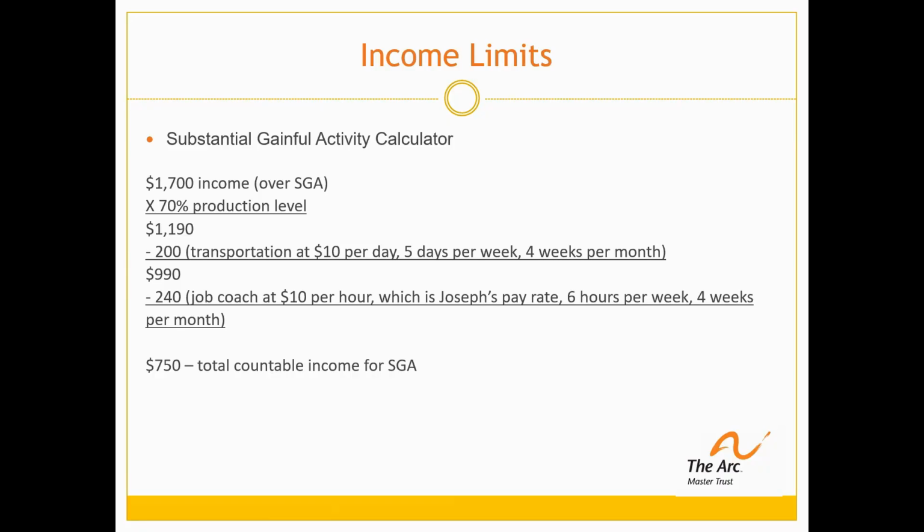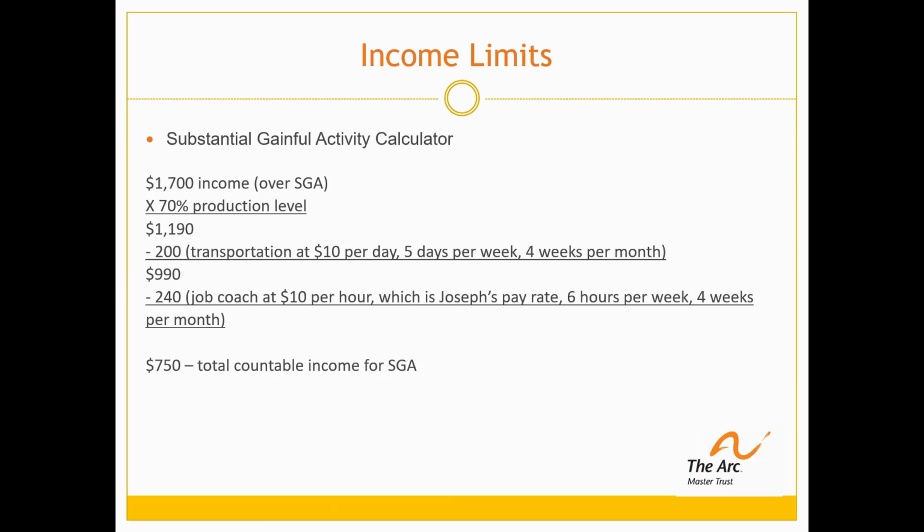And his boss knows that it takes him longer to do things, and he's only expected to bag 7 orders per hour, instead of the 10 orders per hour that another employee is expected to do. That is a 70% production level. Let's also say that his job coach works with him a set number of hours per week.